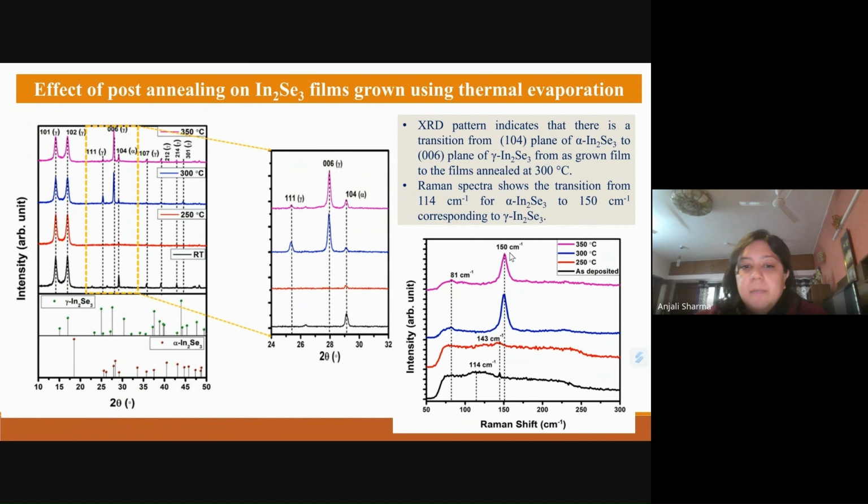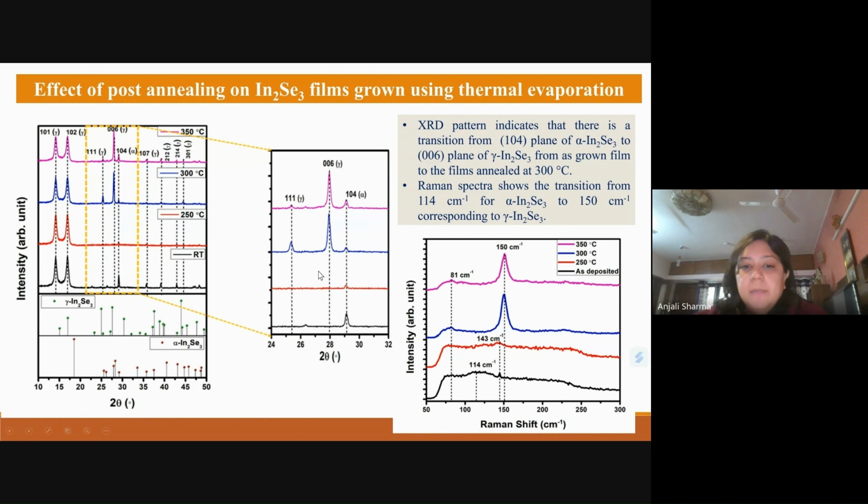So first of all, the effect of post annealing of indium selenide thin films has been seen. These films have been grown using thermal evaporation, and the XRD pattern indicates that there is a transition from the 104 plane of indium selenide to the 006 plane of the gamma phase of indium selenide from the as-grown film to the films deposited at 300 degrees Celsius.